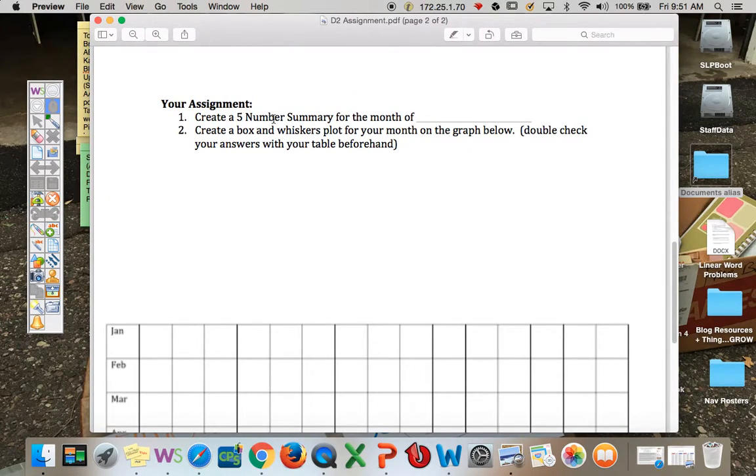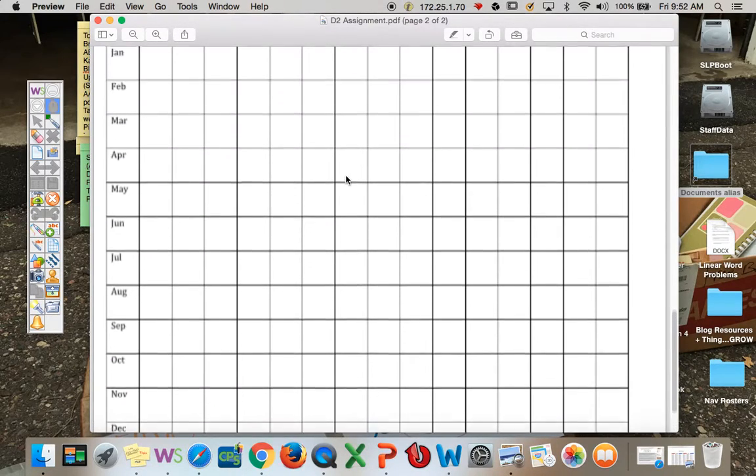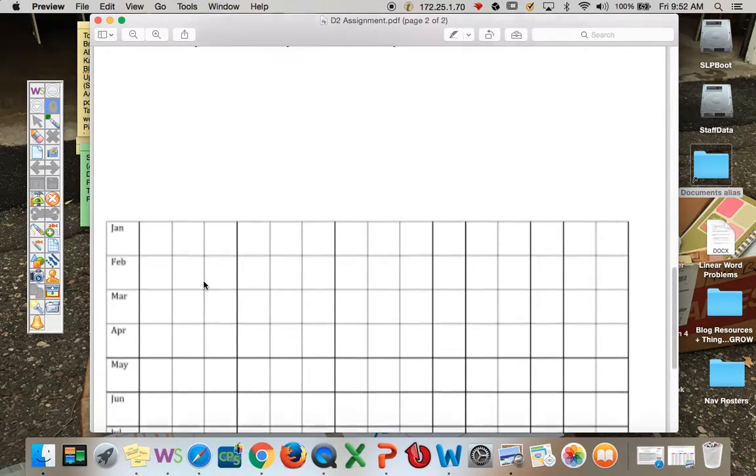So again, your assignment will be to create a 5-number summary of your month, create the box and whisker plot, and we're going to put all of them here. So it'll be your data plus all the other months that other people will have figured out.